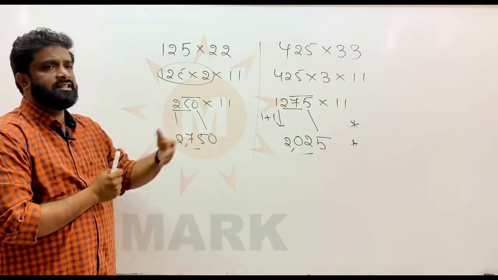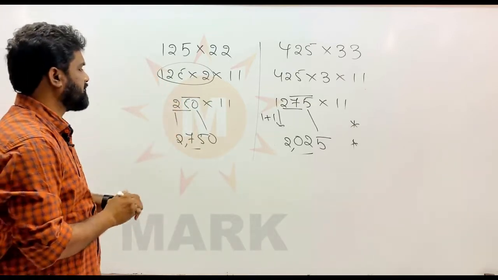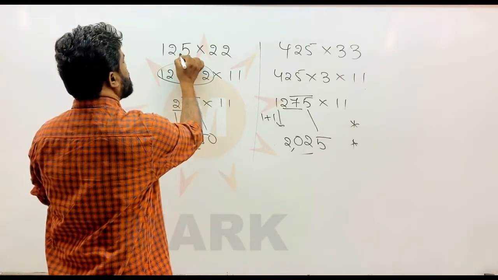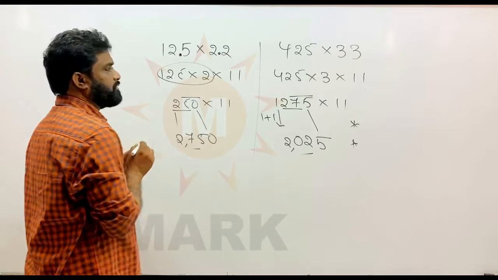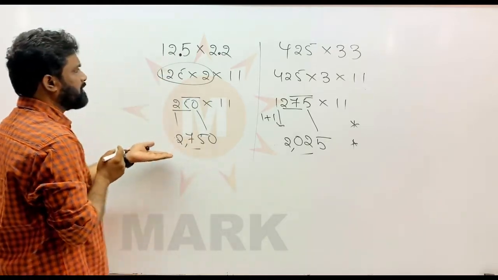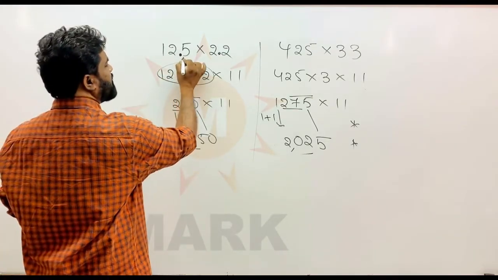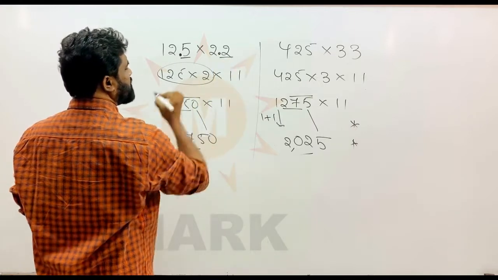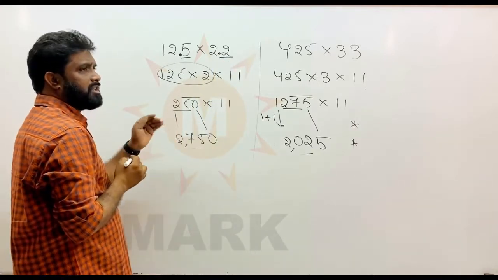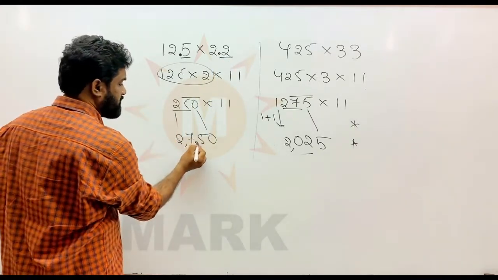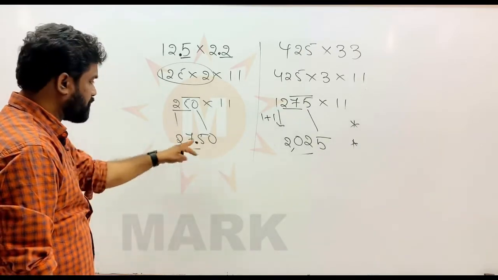So we can extend this topic. Suppose here there is a decimal, 12.5 into 2.2. It is nothing, after doing the multiplication without decimal, after the decimal there is one number here, after the decimal there is one number here. So in the product after the decimal there should be 2 digits. So I'll put the digit here.